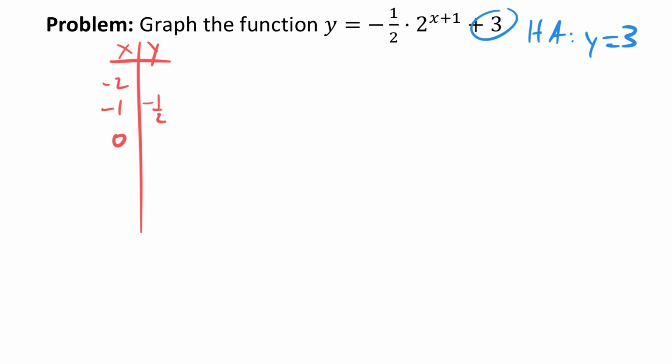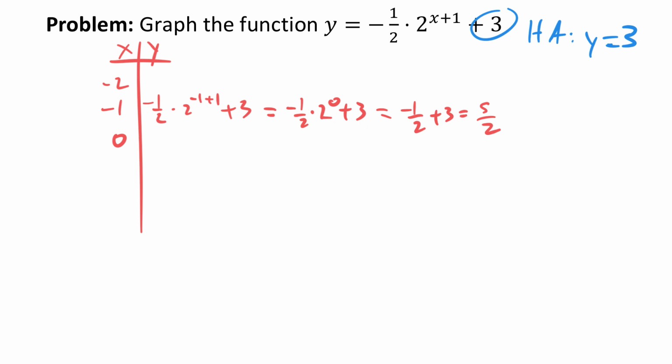So negative 1/2 times 2 to the negative 1 plus 1, plus 3. Well, negative 1 plus 1 in that exponent will be 0. So we have negative 1/2 times 2 to the 0, plus 3. 2 to the 0 is 1. So this is negative a half plus 3. So that will be 5/2.